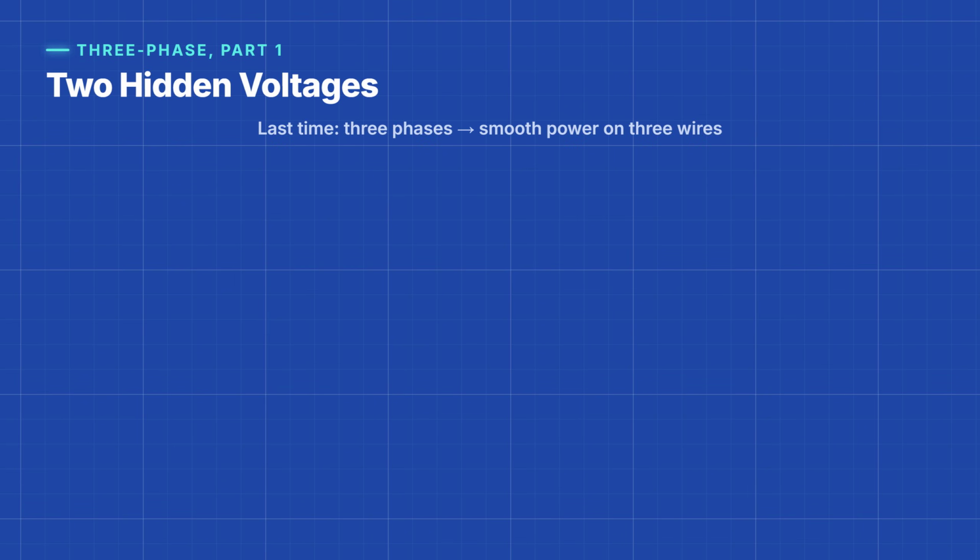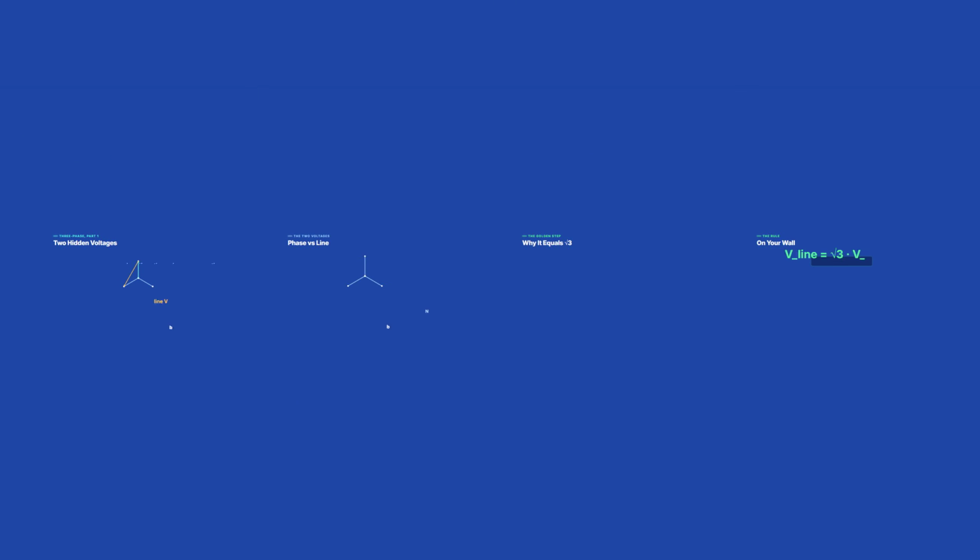In the last video, we saw why power comes in three phases, three staggered voltages, adding up to smooth power on three wires. So let's get practical, because hiding in every three-phase system are actually two different voltages, and mixing them up is the single most common mistake people make. They're related by a strange-looking number, the square root of 3. Let's see where these two voltages come from, and why that root 3 keeps showing up.